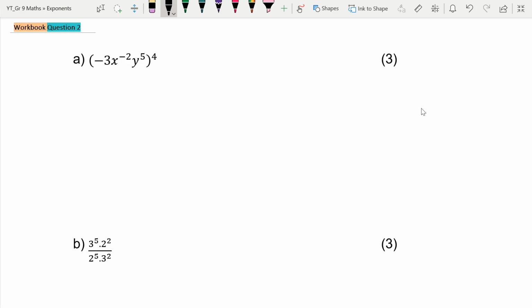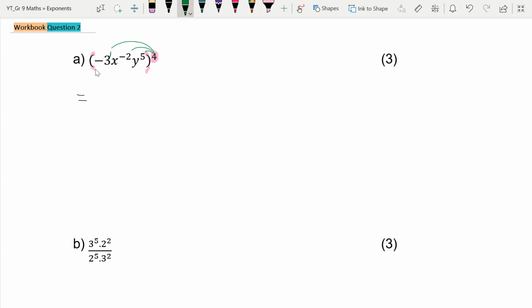Okay, let's look at A. We need to use our basic laws of exponents. In this case, we've got some exponents on the inside of the bracket, and an exponent on the outside. So we've got everything inside the bracket that is raised to the power of 4. Now, every exponent on the inside must be multiplied with the exponent on the outside. Remember, we're never going to multiply an exponent with a base. So you're never going to say it's -3 times 4. It's exponent times exponent.